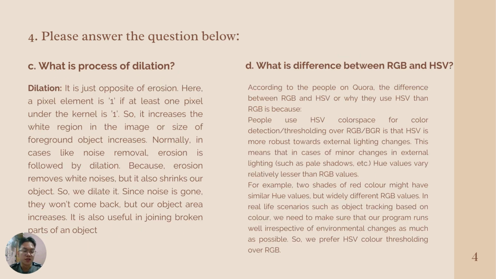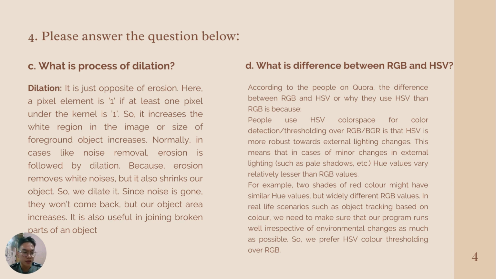See what is the process of dilation. Dilation is just the opposite of erosion. Here, a pixel element is 1 if at least one pixel under the kernel is 1, so it increases the white region in the image, or the size of the foreground object increases.